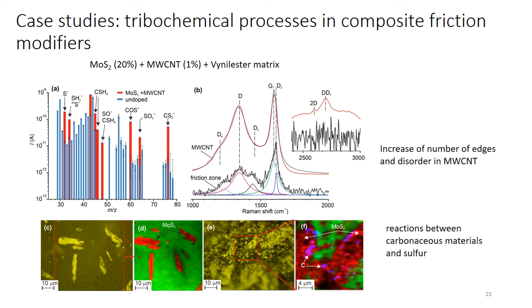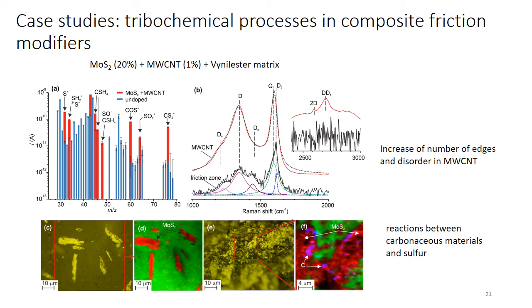So this means that under friction there are different types of chemical reactions which lead to the formation of bonds between carbon and sulfur. And this carbon probably comes from the carbon nanotubes, since we see here that after friction the shift of the peak indicates an increase of disorder and an increase of the number of edges.